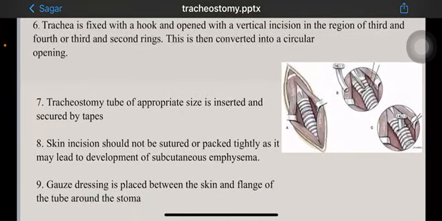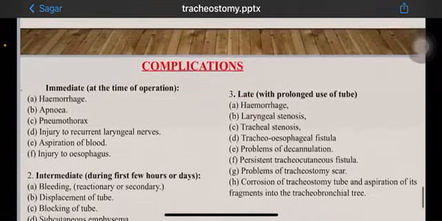Tracheostomy tube of appropriate size is inserted and secured by tapes. Skin incision should not be sutured or packed tightly as it may lead to development of subcutaneous emphysema. Gauze dressing is placed between the skin and flange of the tube around the stoma.